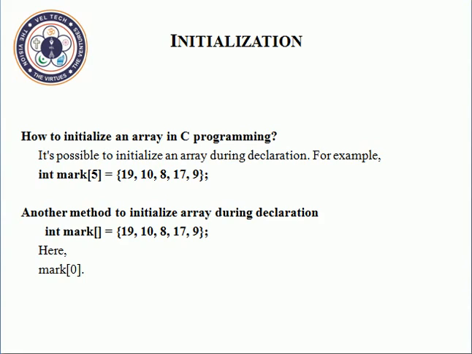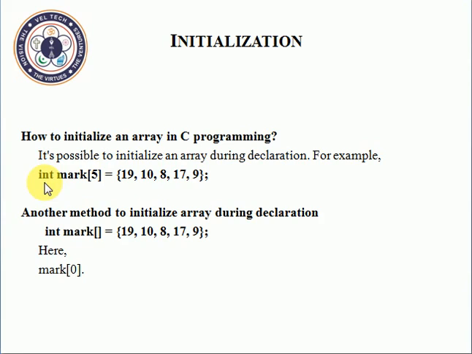Then let's see the initialization of an array. How do we initialize an array in C programming? It is possible to initialize an array during declaration, that is, we can create our array during declaration. Here I have declared my array with the name mark, with the size of 5, and my data type is integer.